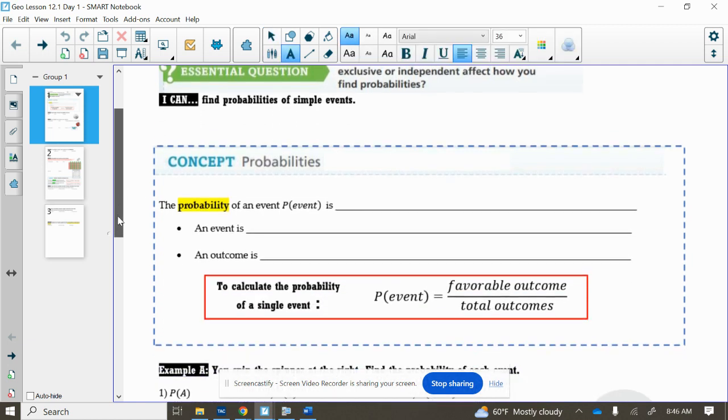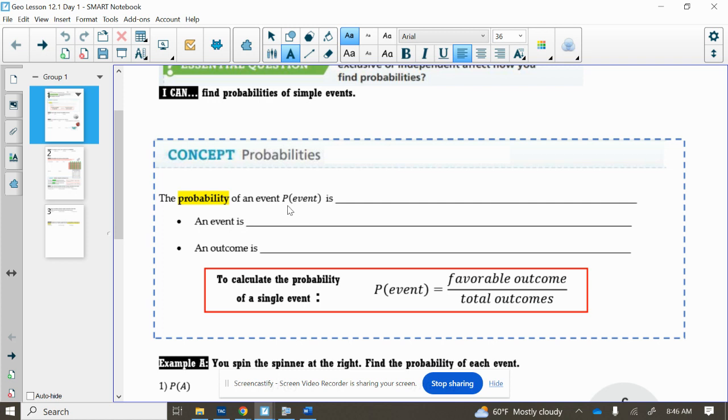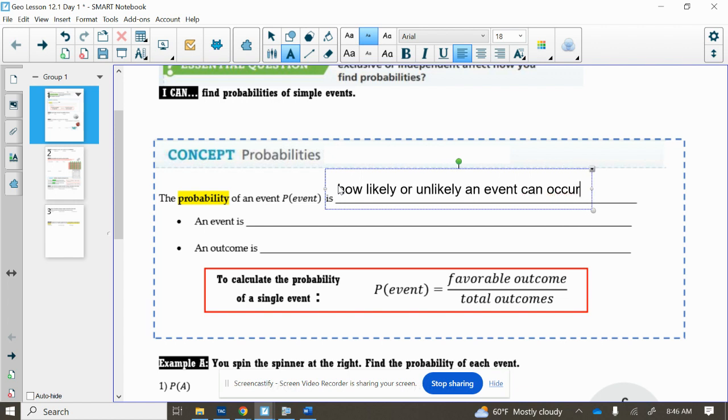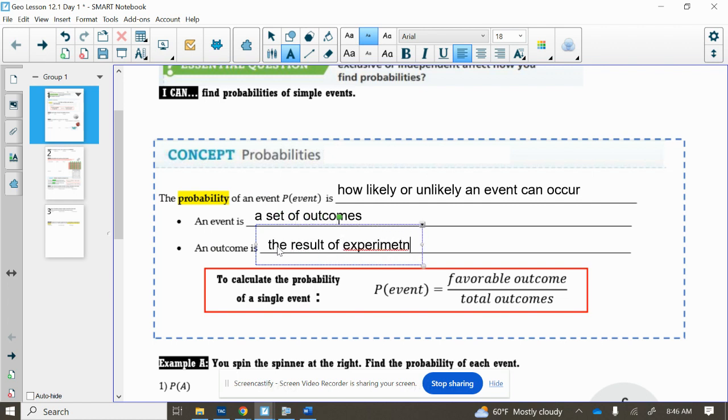The term probability of an event, and we represent that with a big P and then what event we're talking about, is defined as how likely or unlikely an event can occur. And an event specifically is a set of outcomes, and an outcome is the result of an experiment. So what we use to calculate the probability is we take the favorable outcomes over the total outcomes.